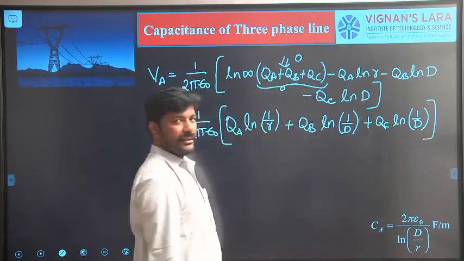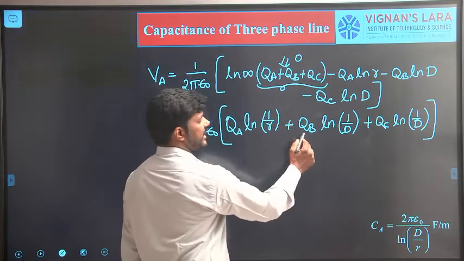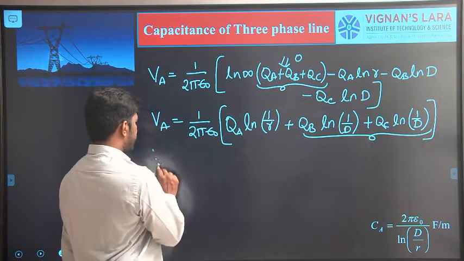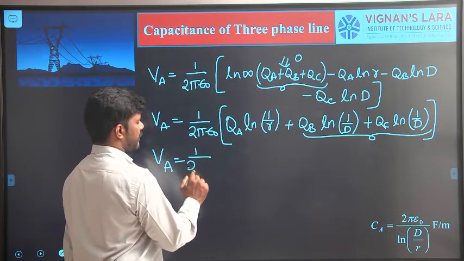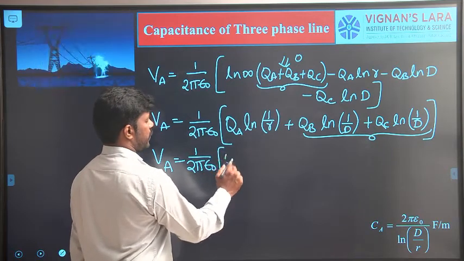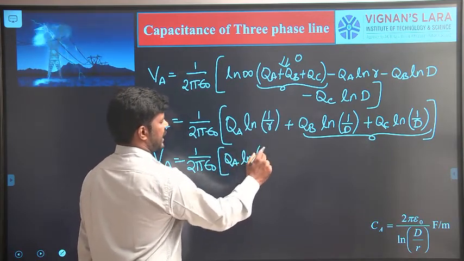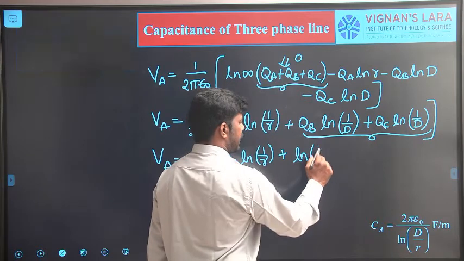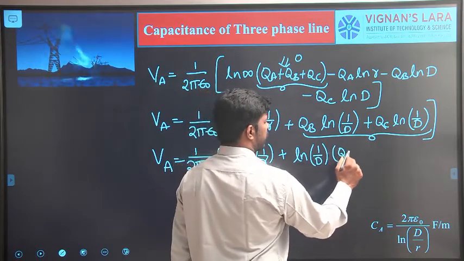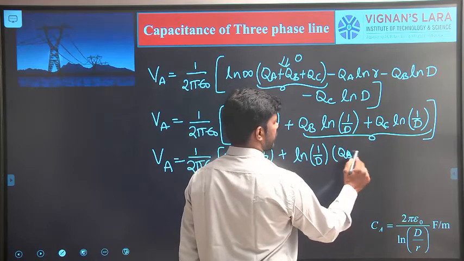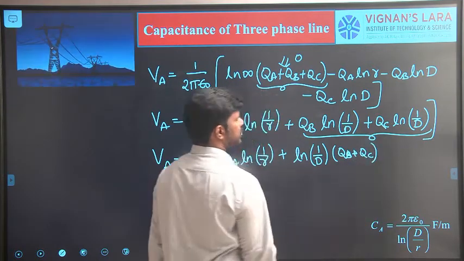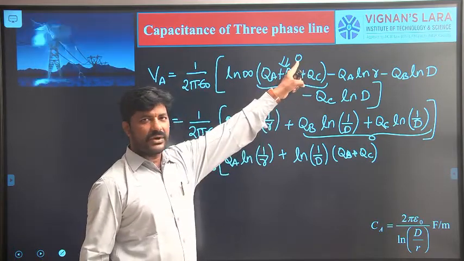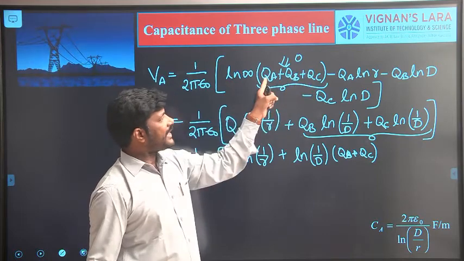For further simplification, in these two terms you have ln of 1 by d as a common term. You will then get the potential of the conductor A as 1 by 2 pi epsilon naught of QA ln of 1 by r, plus, taking the common ln of 1 by d term, the coefficient as QB plus QC. What is QB plus QC? Here you told that the sum of all these three charges QA plus QB plus QC is equal to 0. Then QB plus QC can be written as minus QA.